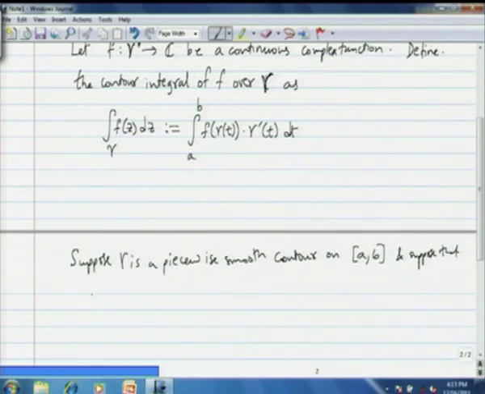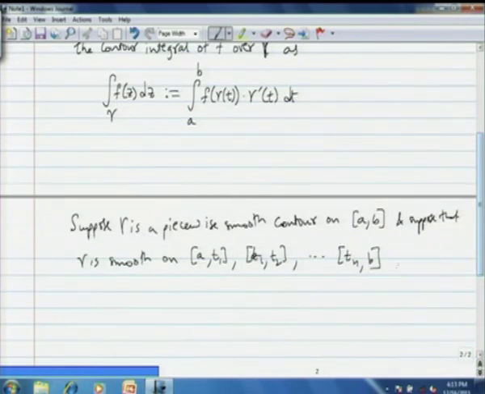there are n points. Suppose that gamma is smooth on [a, t1], [t1, t2], etcetera, up to [tn, b], where these points satisfy a strictly less than t1 strictly less than t2 up to tn strictly less than b. This is how a piecewise smooth contour will look like. It is smooth on pieces of this interval.